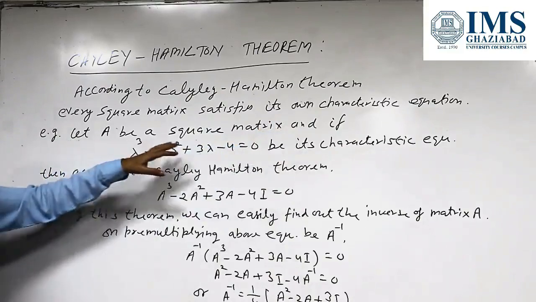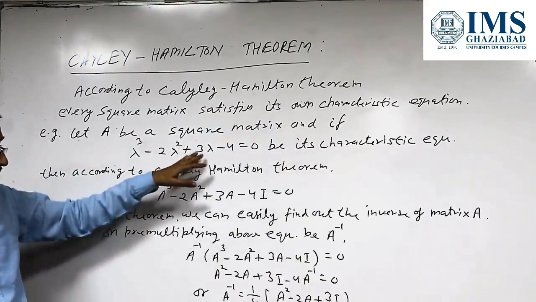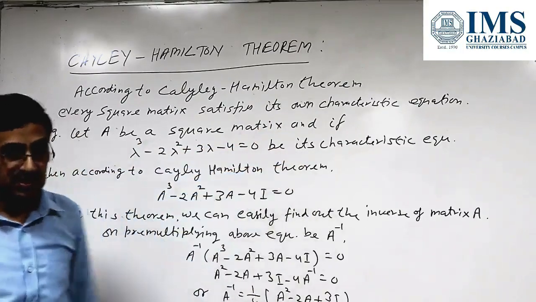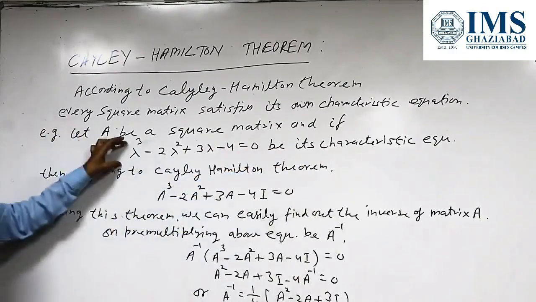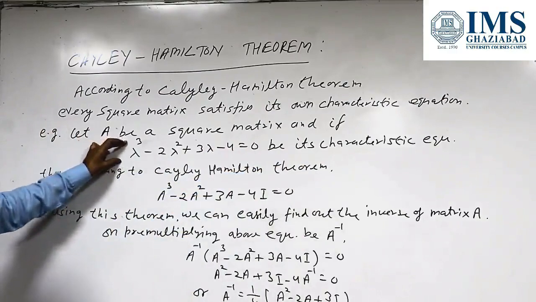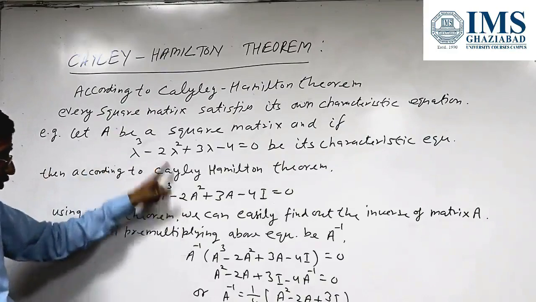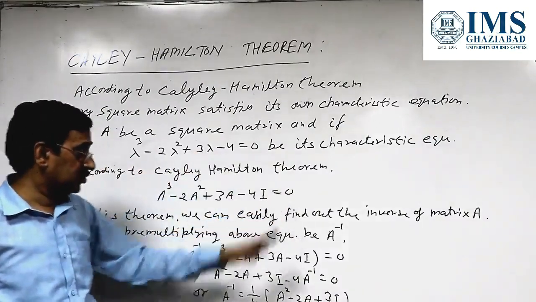For example, let A be a square matrix, and if lambda cube minus 2 lambda square plus 3 lambda minus 4 equals 0 is its characteristic equation, then according to this theorem, this equation must be satisfied by the given matrix. Means A cube minus 2A square plus 3A minus 4I must be 0.